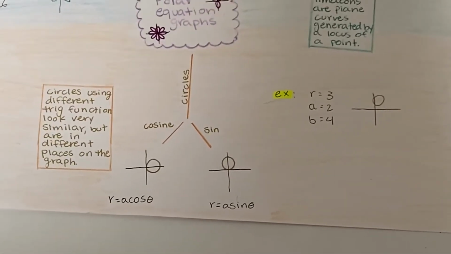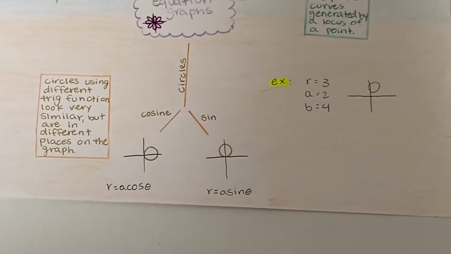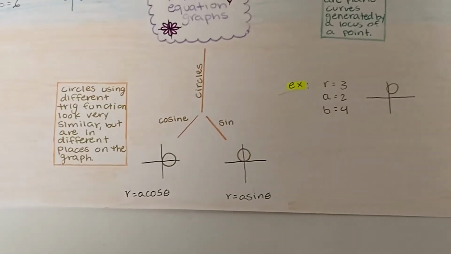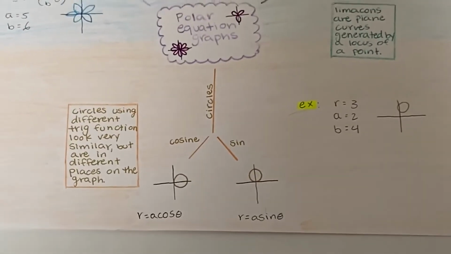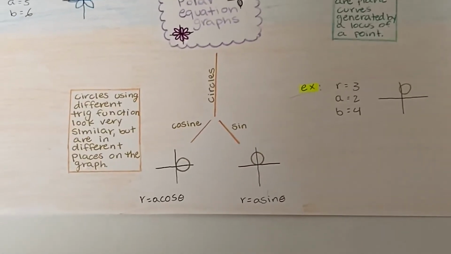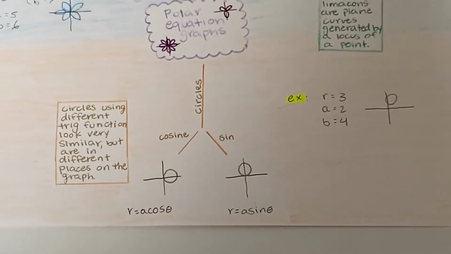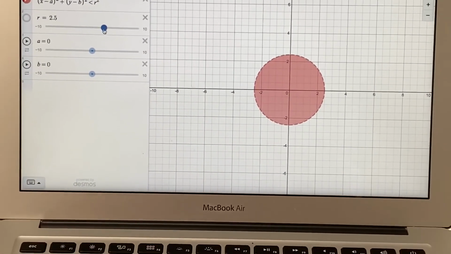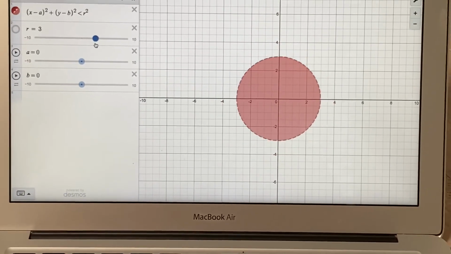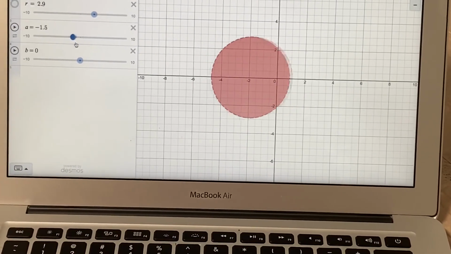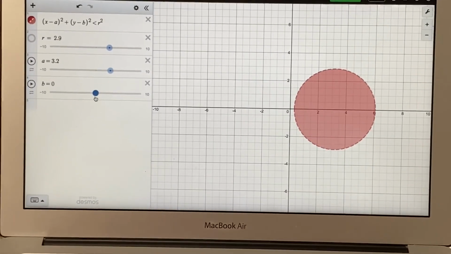And this graph has a symmetry of theta equals pi over 2, because if you were to replace r comma theta with negative r comma negative theta, or with r comma pi minus theta, you would end up getting the same equation. And last, for circles, again, if we change r, that is the radius of the circle, and A will bring it right or left, and B will bring it up or down.